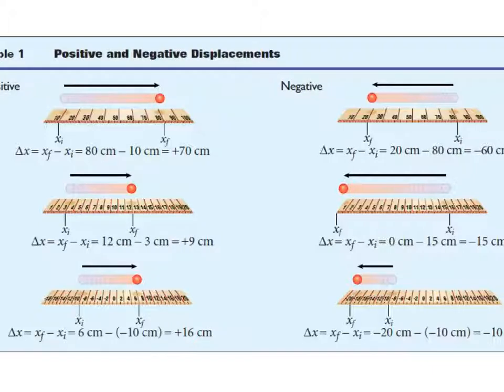That's why displacement being positive and negative matters. To the right is positive, to the left is negative. We're going to do the same thing with up and down. Up is positive, down is negative for displacement. But for distance traveled, the direction doesn't matter.